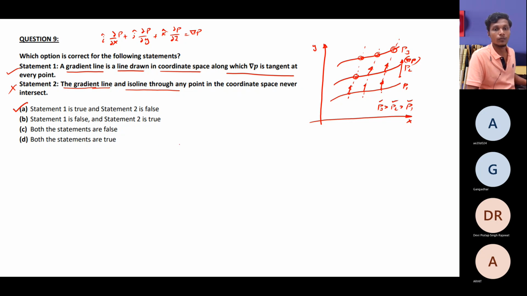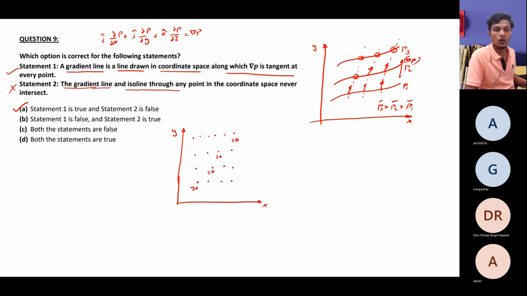Isoline. Suppose I draw a pressure field with values. This is my xy coordinate space, and I am just identifying pressure and velocity fields at these grid points. Now suppose my pressure is like this. Here it is 30 pascals, 30 pascals, 30 pascals, 30 pascals.